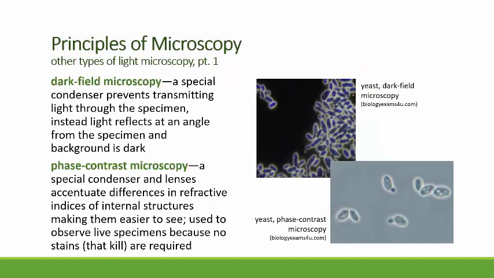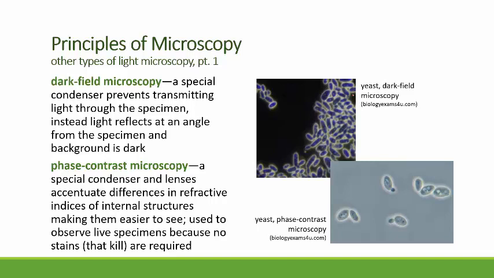So that's bright field. It's also possible to do something called dark field microscopy, in which you use a special condenser that prevents transmitting light through the specimen, and instead the light reflects off of the specimen at an angle, and it makes the specimen brighter and the background or the field darker. So that's dark field microscopy. That requires some special equipment to equip your light microscope with.